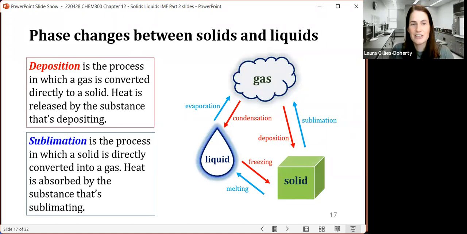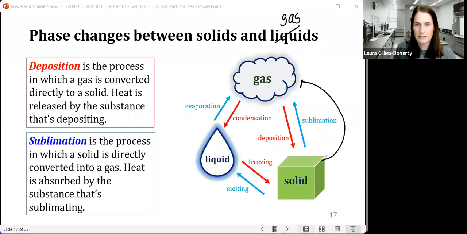Our last type of phase change to talk about is the phase change between a solid and a gas. This is when a solid can directly go to a gas. And when a solid directly phase changes to a gas without first converting to a liquid, that's called sublimation.